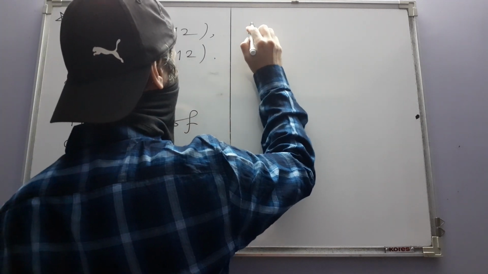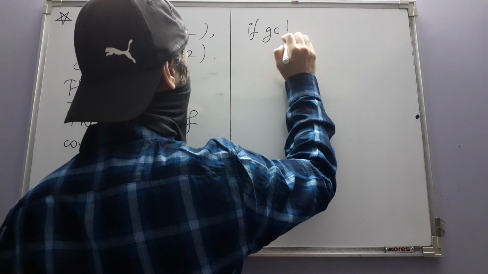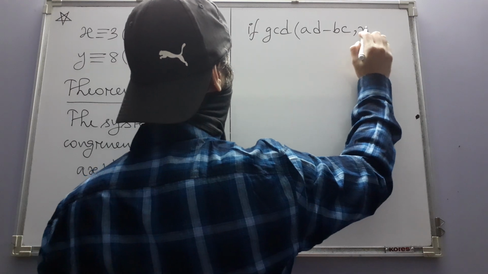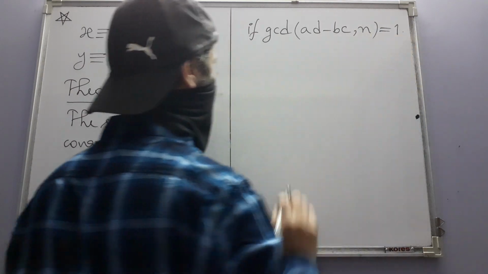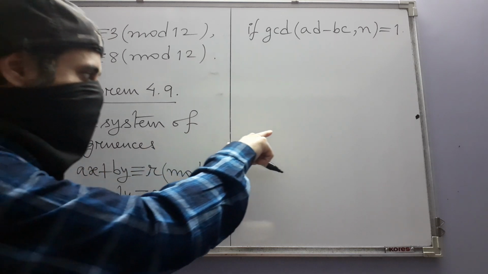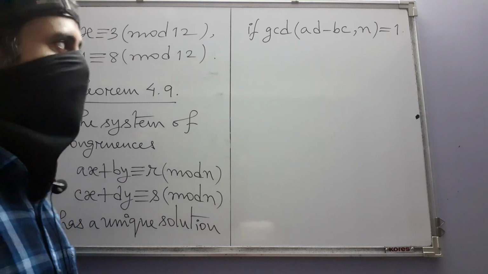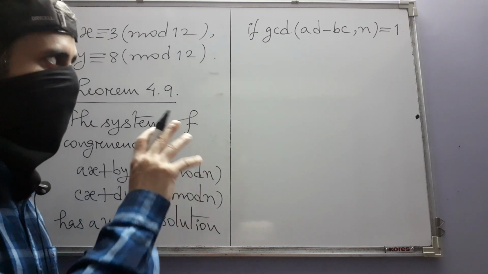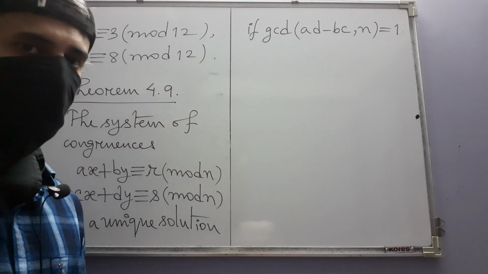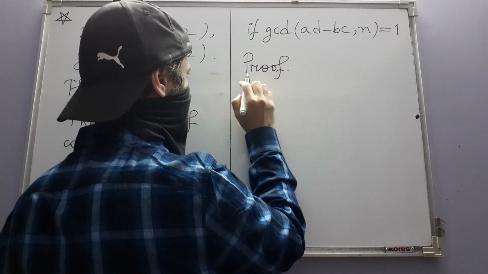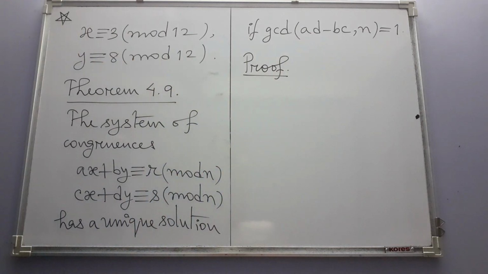If the GCD of AD minus BC and N is 1. There also, in that system of equations, there is one such condition, namely AD minus BC should not be equal to 0. Here that similar condition takes this form. So I said that we are going to apply a similar technique. Here also we are going to eliminate unknowns.